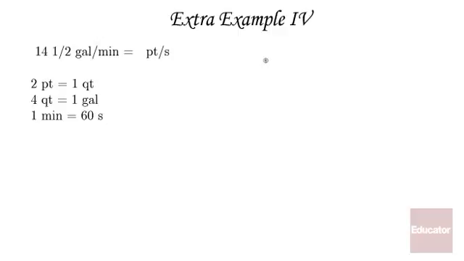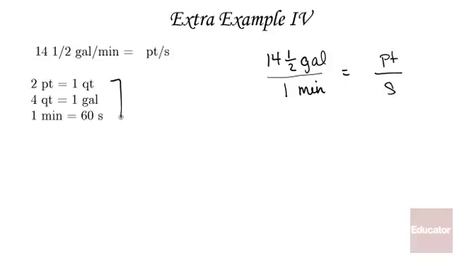We're going to be changing 14.5 gallons per minute in 1 minute into pints per second. So notice that we are going to be needing 3 conversion factors, because not only are we changing minutes into seconds, but we're also going to be changing gallons into pints. So I'm going to start first with the gallons. So I'm going to have 14.5 gallons over 1 minute, and I'm going to change that into quarts.